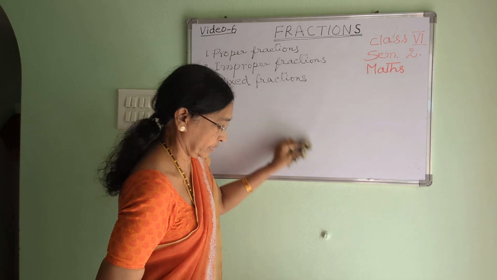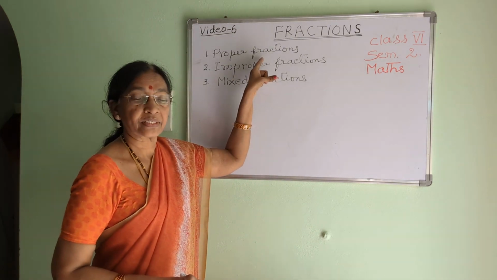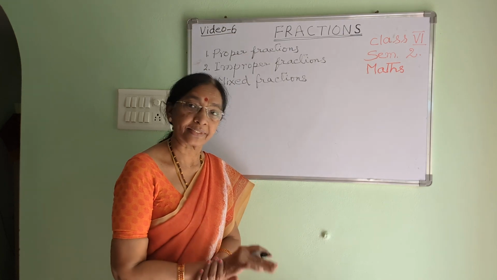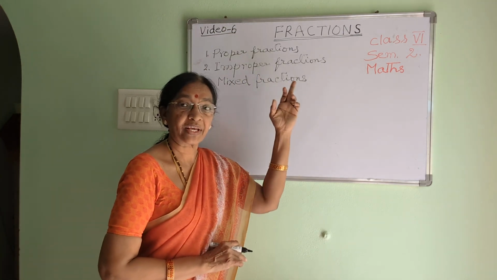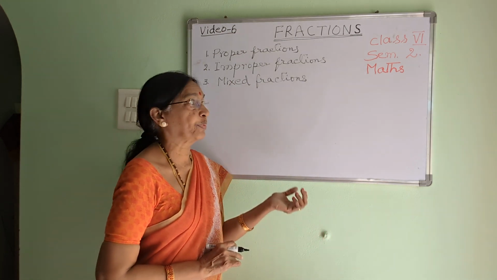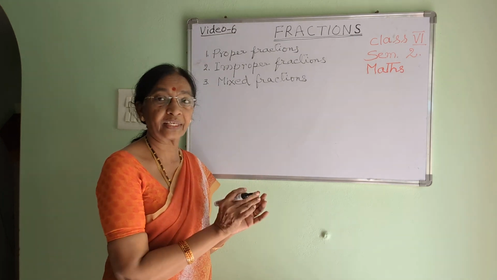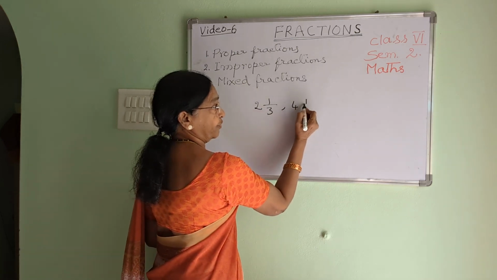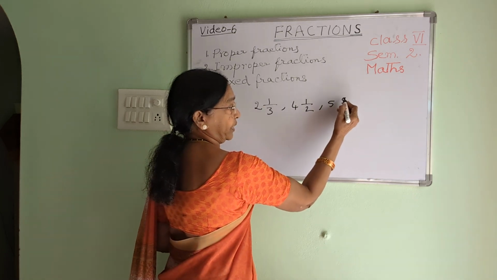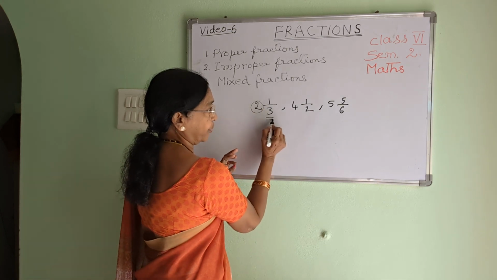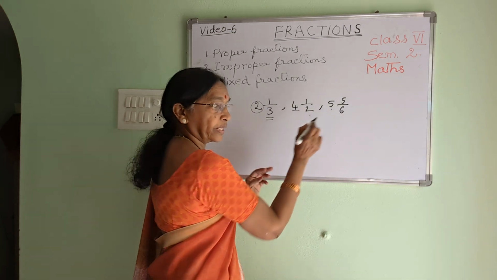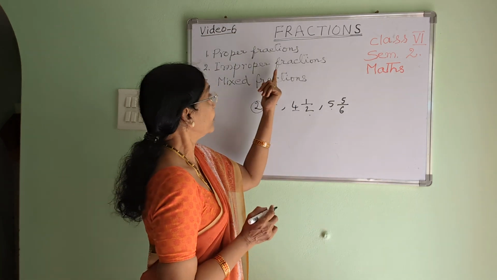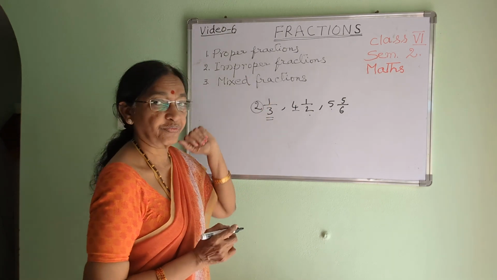So, summing up all the matter: proper fractions are the fractions in which the numerator is less than the denominator. Improper fractions are the fractions in which the numerator is greater than the denominator. Mixed fractions: a fraction containing a whole number and a fraction, two parts, like 2 1 by 3 or 4 1 by 2. A whole number and a proper fraction. This mixed fraction can be converted into an improper fraction, or the improper fraction can be converted into a mixed fraction.